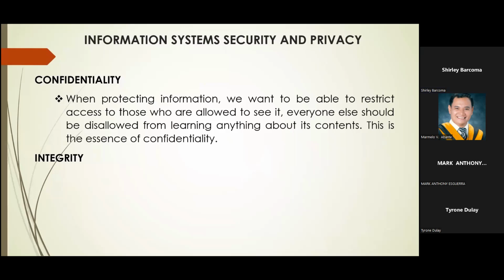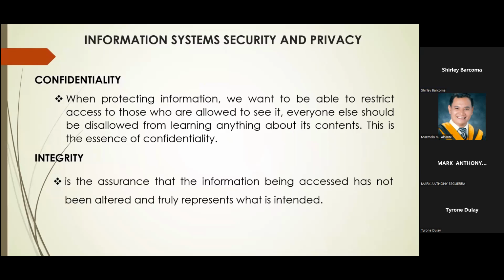Next is integrity. When we say integrity, it's the assurance that information being accessed has not been altered and truly represents what is intended. An example of this would be when a hacker is hired to go into the university system and change a grade. Integrity can also be lost unintentionally, such as when a computer power surge corrupts a file, or someone authorized to make a change accidentally deletes a file or enters incorrect information.